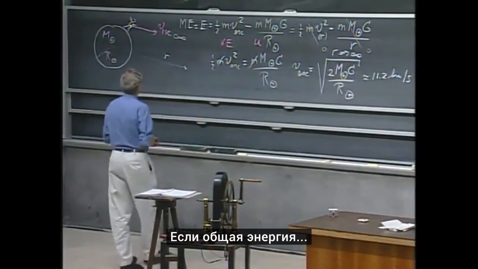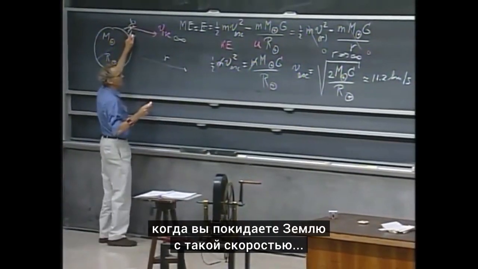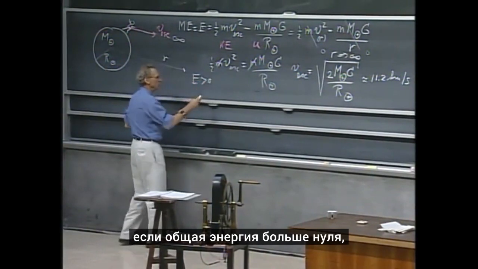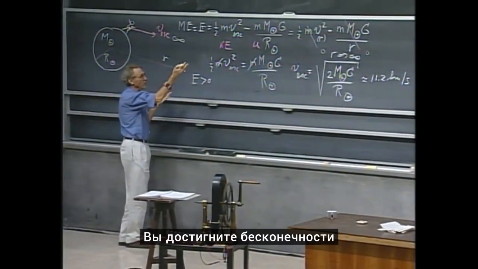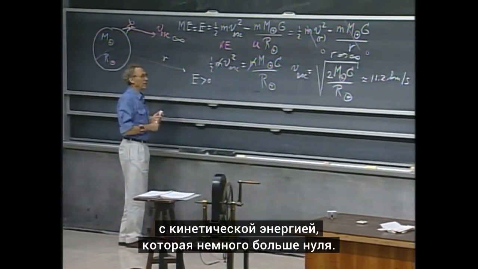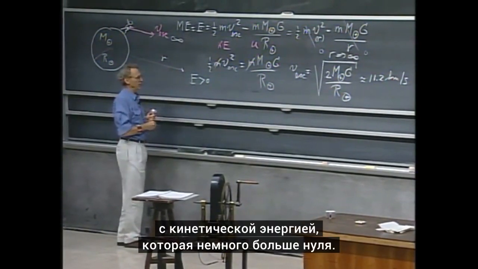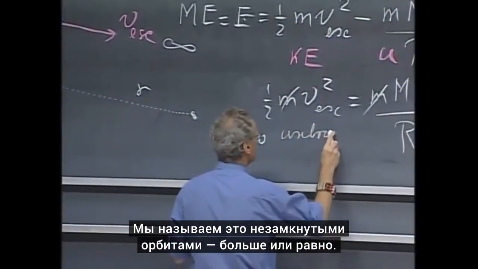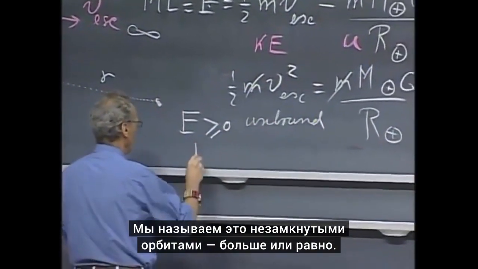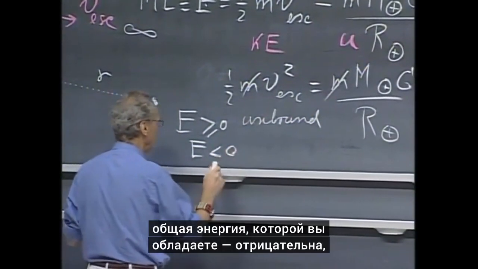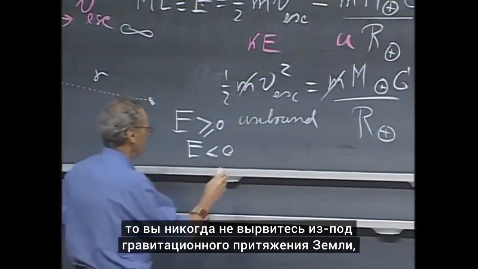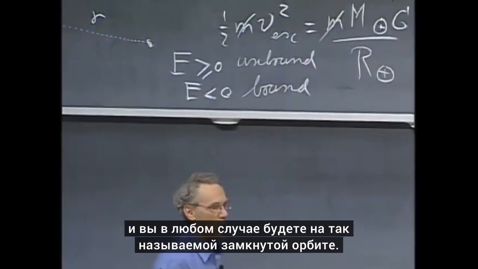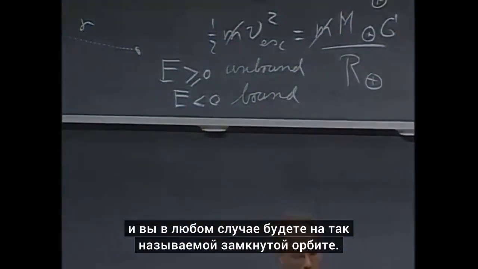If the total energy, when you leave the Earth with that velocity, is larger than 0, you do better than that. You reach infinity with kinetic energy, which is a little larger than 0. We call these unbound orbits, E larger or equal to 0. If E is smaller than 0, that is, the total energy that you have is negative, then you will never escape the gravitational pull of the Earth, and you will be one way or another in what we call a bound orbit.